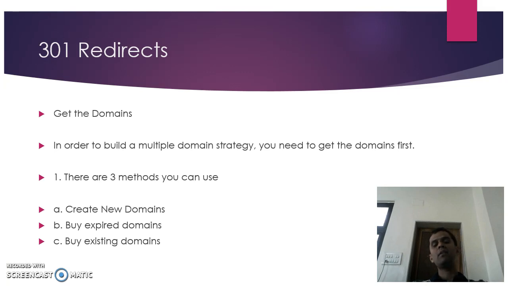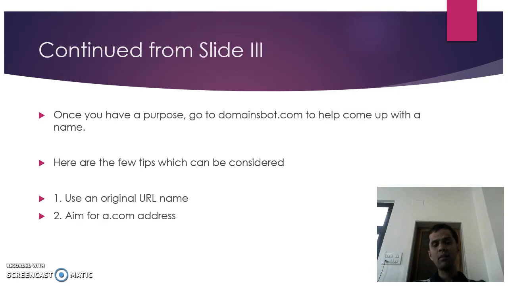There are ways you can set up the microsite by getting the domains. If you are looking to build a multiple domain strategy, you can create new domains, you can buy expired domains, or you can buy existing domains. Once your objective is clear, you can go to domainsbot.com to help come up with a name.